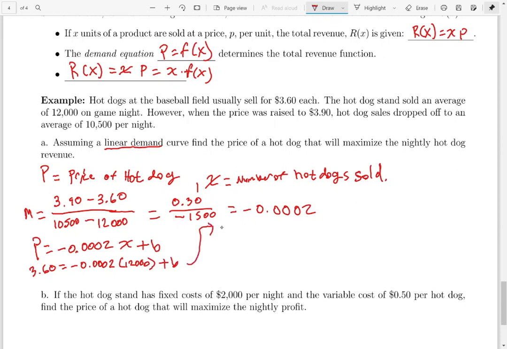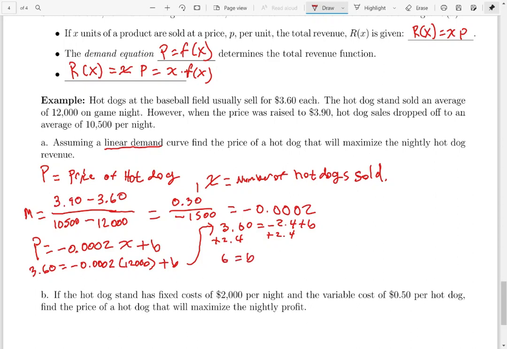So this gives me that 3.60 is equal to negative 2.4 plus b. Add 2.4 to both sides. And so we get that 6 is equal to b.